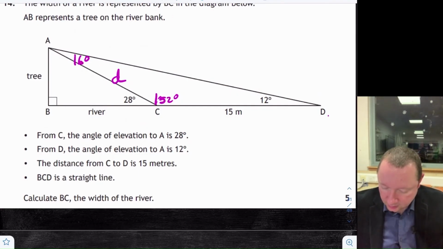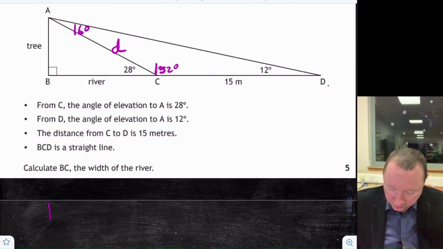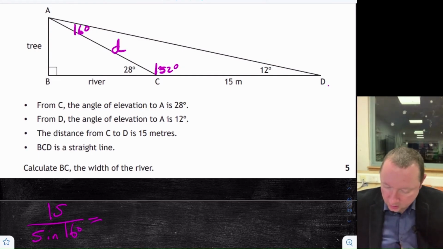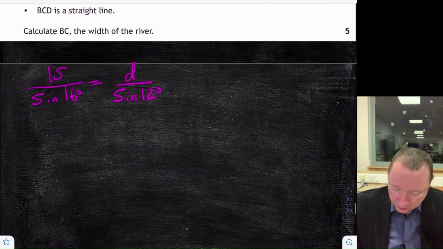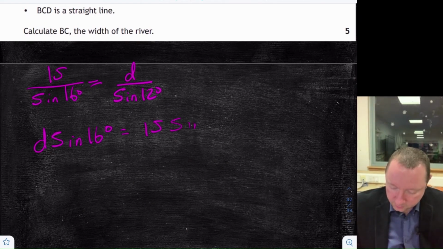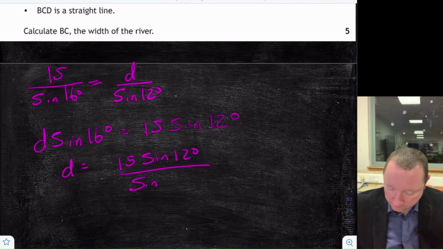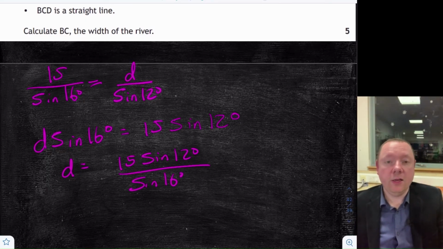That 16 degrees goes with that 15 meters, so I can say that 15 over sine 16 equals, and then that 12 goes with this d over sine 12. If you can get that far, you'll get a mark. Rearranging this, you get d sine 16 equals 15 times sine 12, so that d equals 15 times the sine of 12 over the sine of 16. If you can get that far, here's your second mark.